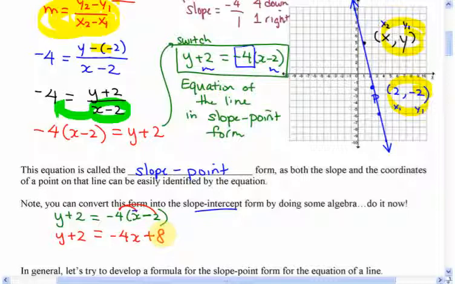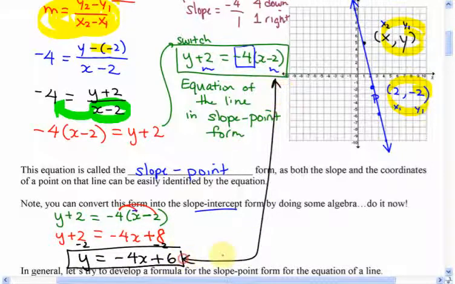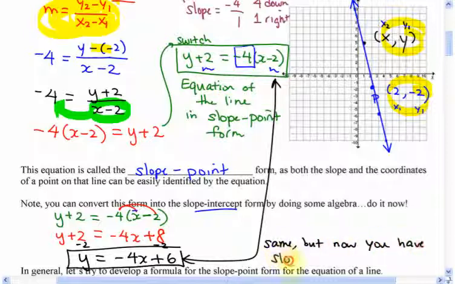So now with this, how do I solve for y? You're going to subtract 2 off of both sides. So now we have y equals negative 4x, and what's 8 minus 2? That's 6. Okay. And there's the exact same equation. These two things are the same. But now you have slope intercept form.